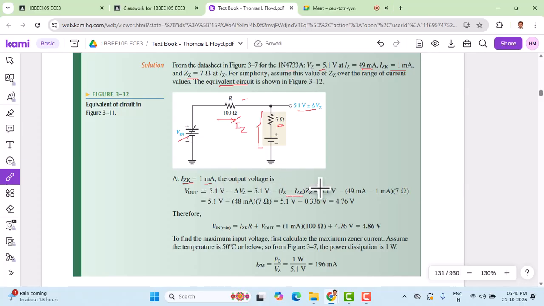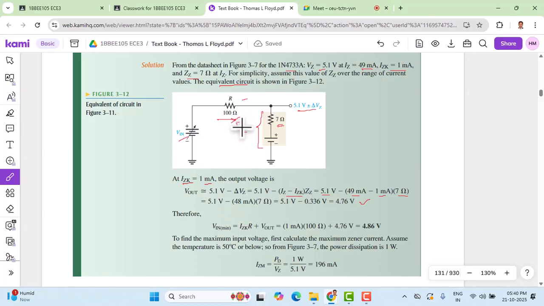And now we can substitute all the values here. Vz is 5.1 volt, minus Iz, which is given as 49 milliampere, of which this Vz is defined, minus Izk, which is given as 1 milliampere, and that's multiplied with Zener impedance, which is 7 ohms. If I substitute all these things, that gives me the V out as 4.76 volts, and from this we can calculate what is the minimum input voltage, again using the same relation that we have showed earlier.